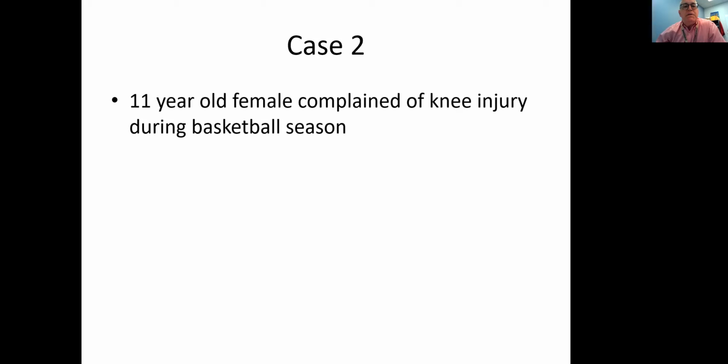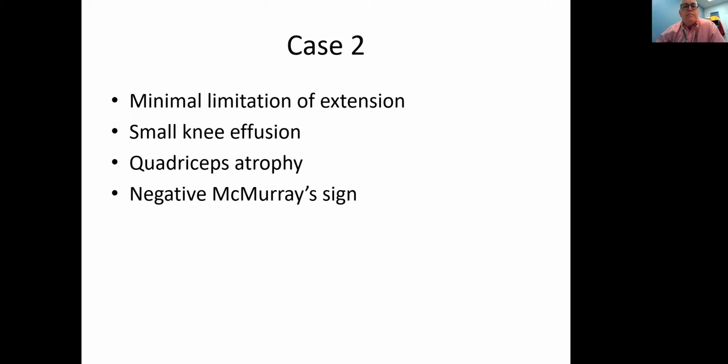Okay, case 2, this is an 11-year-old female with a knee injury during basketball season. She had minimal limitation of extension on exam, a small knee effusion, had quadriceps atrophy, and had a negative McMurray sign, looking for a meniscal pathology.